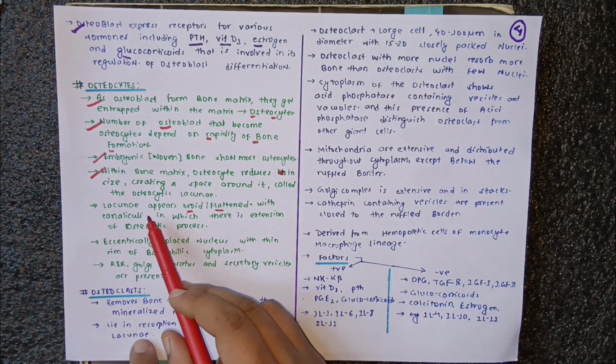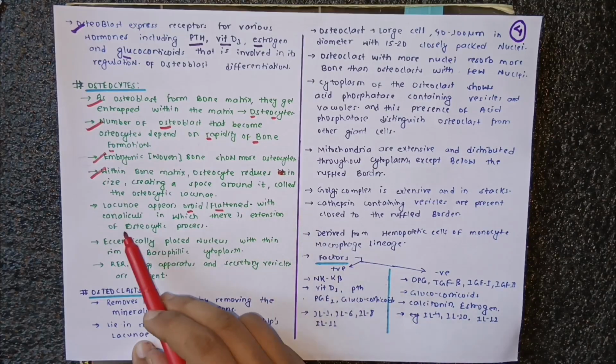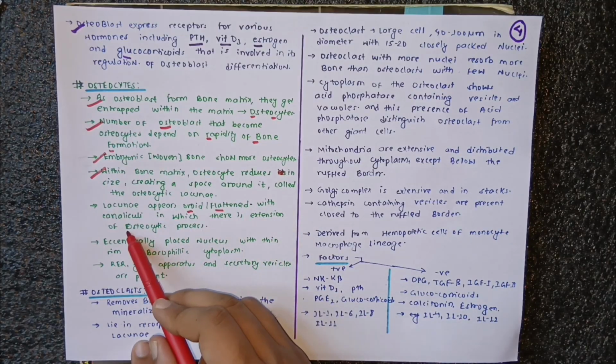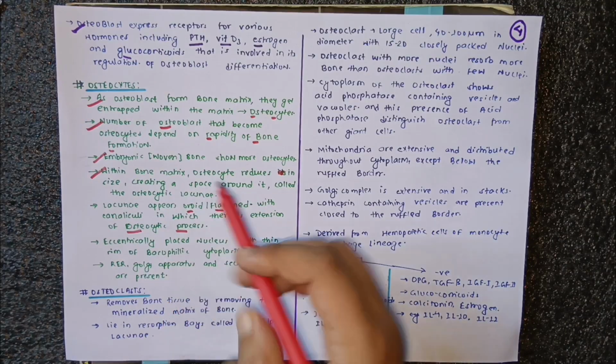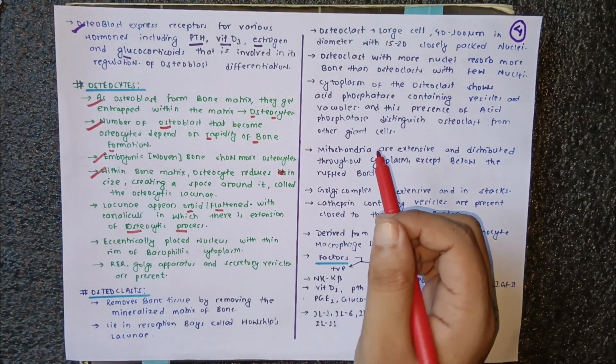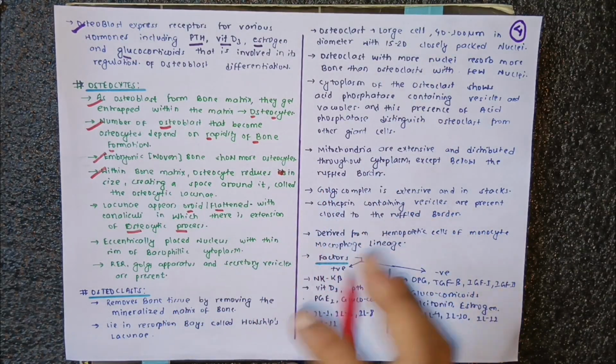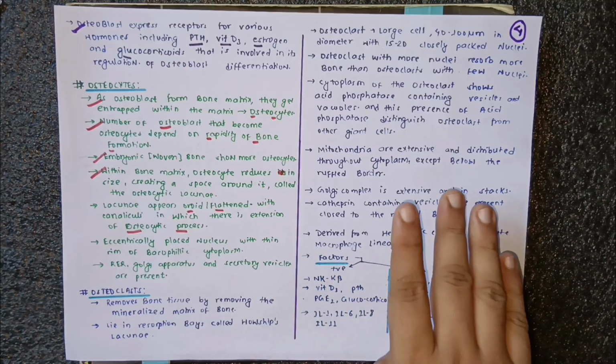After that, those lacunae appear ovoid or flattened, with the canaliculi in which there is an extension of the osteocytic processes. Previously we also discussed that the canaliculi are present there in the lacunae, and in this canaliculi we can see the processes of the osteocyte.